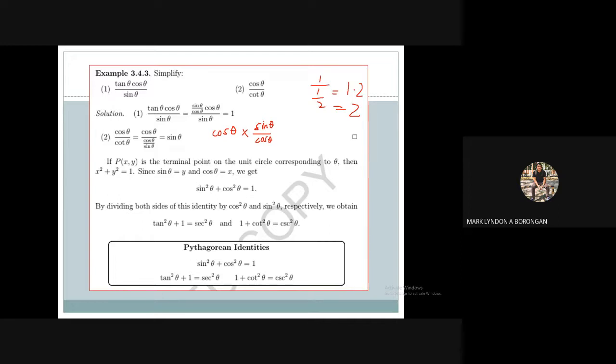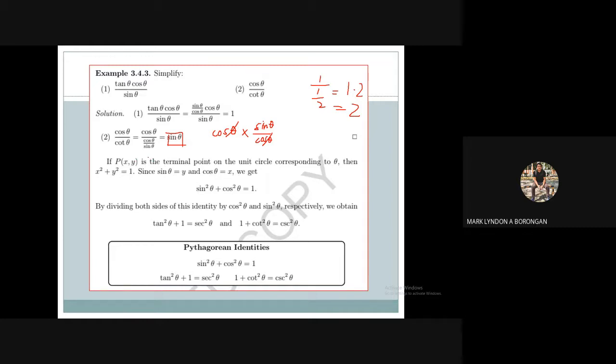And then, change the divide sign into multiplication sign. So, when you multiply them, the cosine of theta cancels out because there is one cosine in the denominator. And then, you are left with sine of theta. So that is how we simplify this.